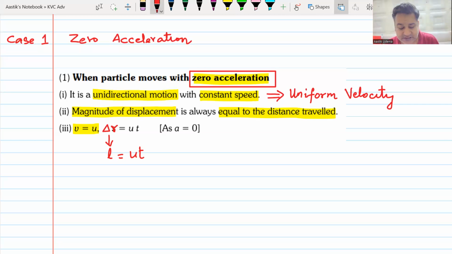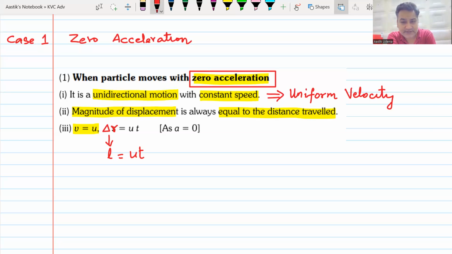Most of the questions in this chapter are going to come from the case which we are going to do now, which we all know about. What is the second case that we are going to do? In the first case, acceleration was zero. Which is the most important case? Most of the questions in this chapter come from this only.